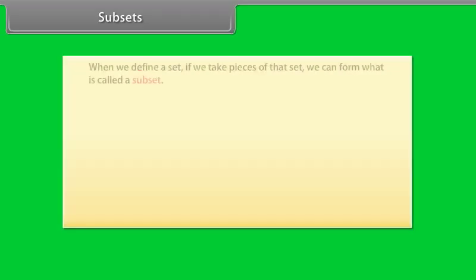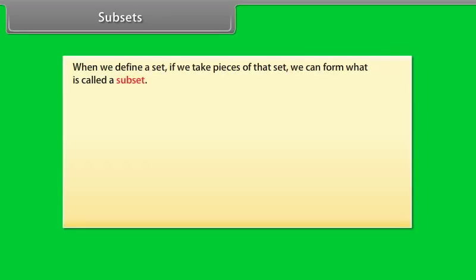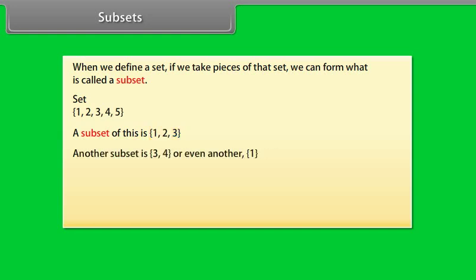Subsets. When we define a set, if we take pieces of that set, we can form what is called a subset. For example, we have the set 1, 2, 3, 4, 5. A subset of this is 1, 2, 3. Another subset is 3, 4. Or even another subset is 1.